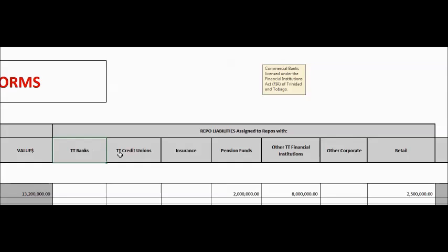TT credit unions. Under this column, the broker-dealer is required to state the total value of its repo liabilities to credit unions licensed under Cooperative Societies Act 1971. Other TT financial institutions. The broker-dealer is required to state the value of its repo liabilities to all other financial institutions that are not a commercial bank, credit union, and insurance company.